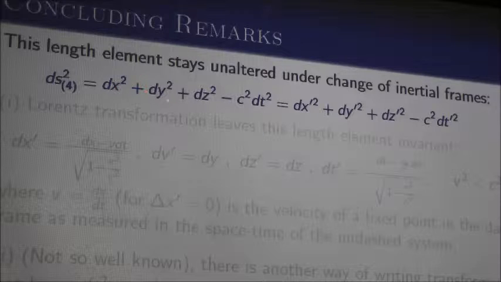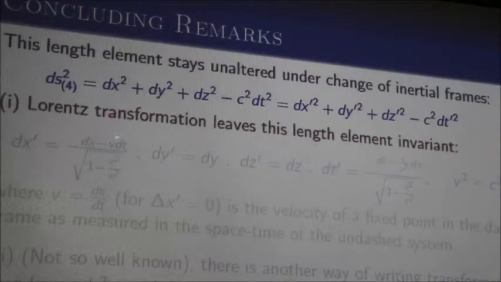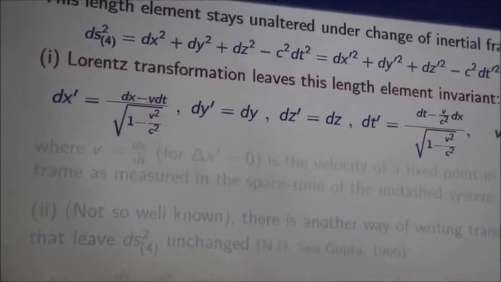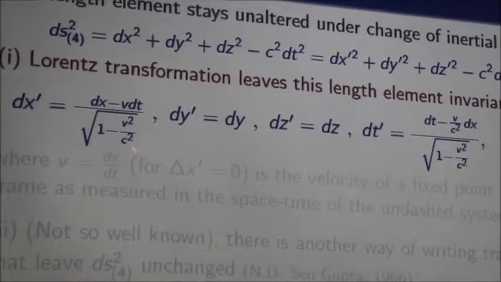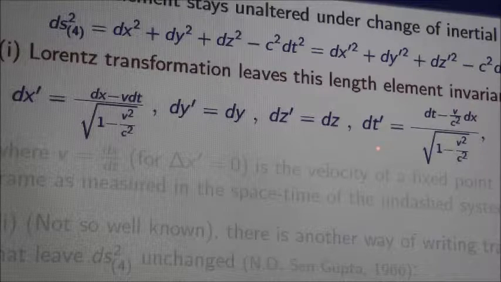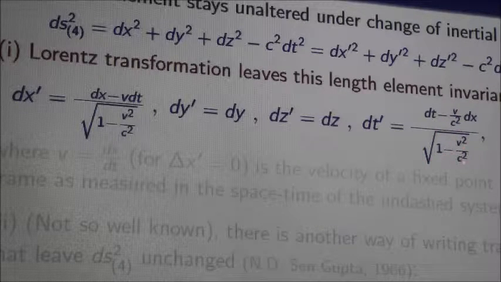So dx squared plus dy squared plus dz squared minus c squared dt squared is the same as in another frame, dx prime squared plus dy prime squared plus dz prime squared minus c squared dt prime squared. Everybody knows the Lorentz transformation leaves this length element invariant. So let me remind ourselves what the Lorentz transformations are. dx prime is dx minus v dt divided by square root of 1 minus v squared by c squared. dy and dz are not changed. dt prime is dt minus v over c squared dx, divided by square root of 1 minus v squared over c squared.